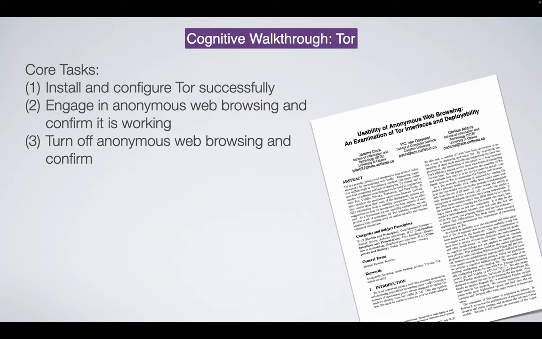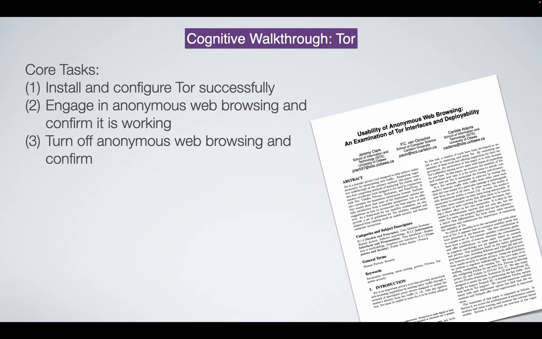They're really basic. You could think of lots more tasks that someone might want to do. In the assignment, one of your tasks will be to come up with these core tasks, okay? You won't be doing it on Tor, you're going to do it on something else, but I'll talk about the assignment in a bit. Okay, the basic process is we're going to pretend we're a user and we're going to do these three core tasks. And then we're going to try and say whether it's usable or not, okay?